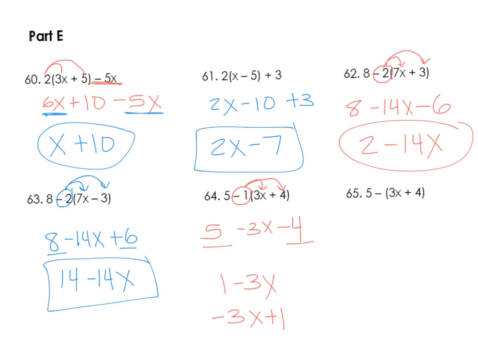What's the difference between 64 and 65? Yeah, there's no difference. That minus 1, that minus 1 can be invisible. This is actually the exact same problem. So let's just cheat. 3x plus 1. Right? Distributing a negative is the same thing as distributing a negative 1.